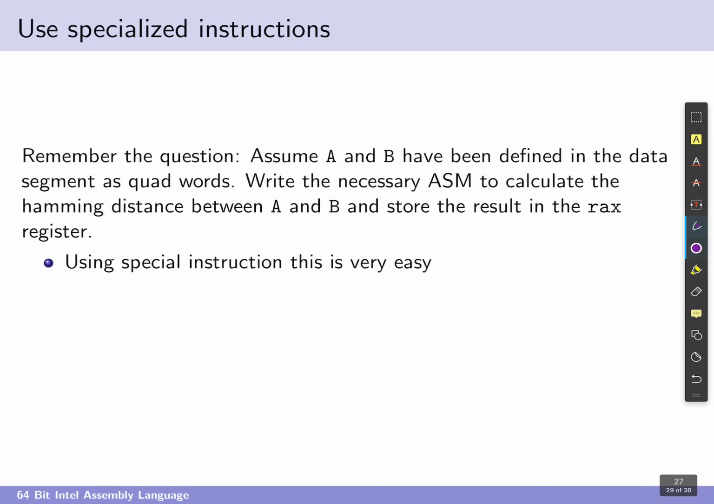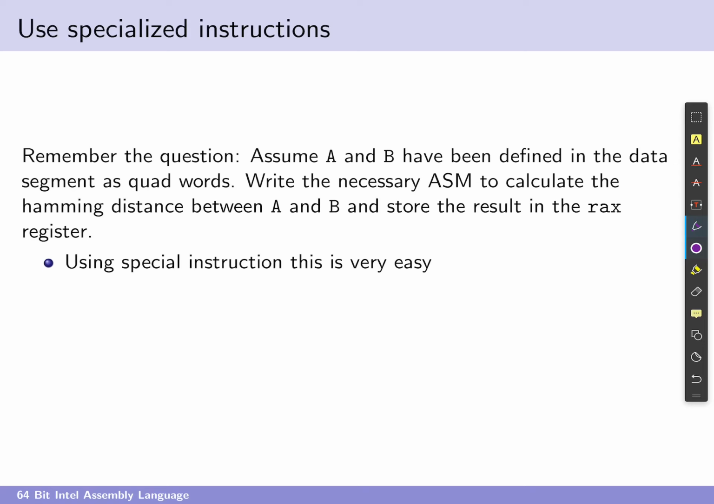Now, to give you an illustration of where you could utilize a specialized instruction to gain a nice performance boost, and this is something a compiler would not in fact do, or at least not the compilers I've encountered. Remember the question, or a slightly different phrasing of it: we assume we have 2 variables in our data segment, A and B, both quad words, and you had to complete some ASM to calculate the Hamming distance between A and B and store the result in the RX register using instructions that you knew, with a fixed layout.